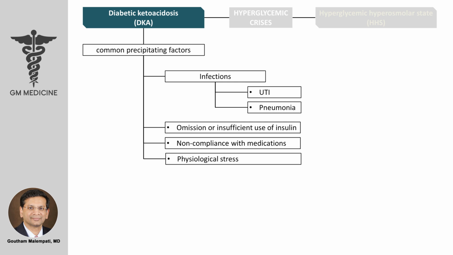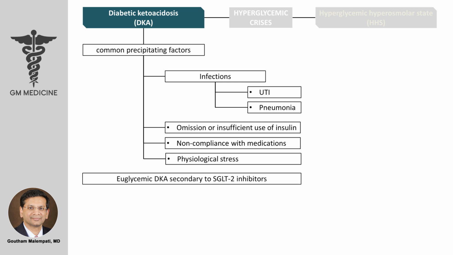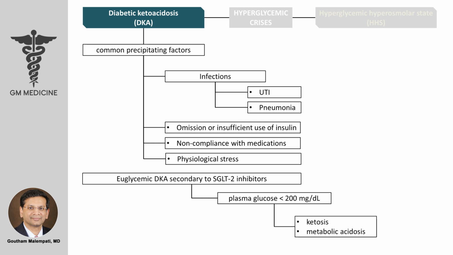In recent years, there has been an increased instance of euglycemic diabetic ketoacidosis secondary to SGLT2 inhibitor use. Euglycemic DKA is defined as plasma glucose less than 200 milligrams per deciliter in the presence of ketosis and metabolic acidosis.